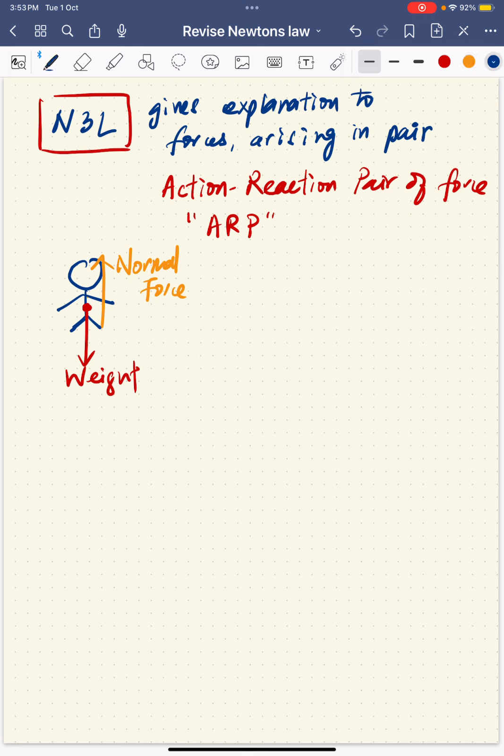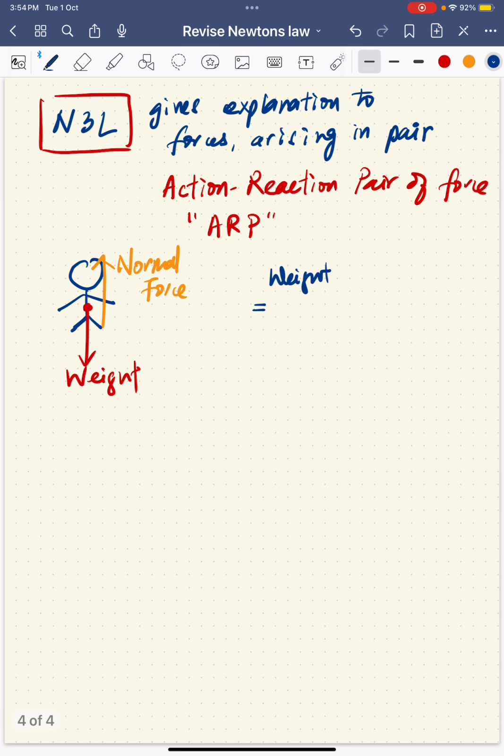Let's look at the first force of weight. We need to look at what exactly is this force that we refer to as weight. If you look at what it actually is, it is a type of gravitational force, and it is exerted by Earth on the man. So let's call this force number 1.